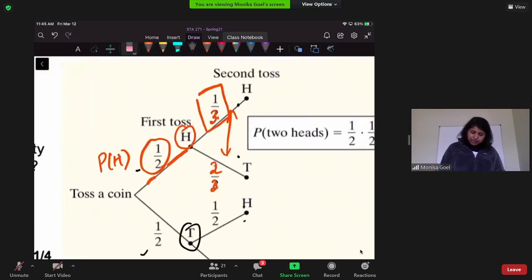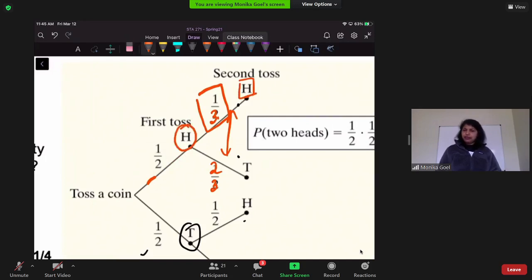To write this, first of all, we ask how did I reach here? This is not my first trial. So I came here knowing that there was a head in the first trial, right? So what was given to me? The head was in the first trial, and I am getting a second head when I got the head in the first trial.